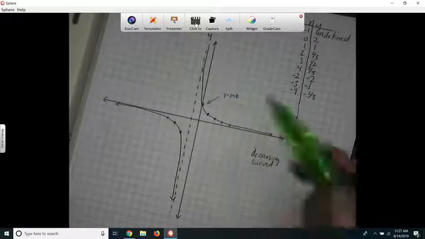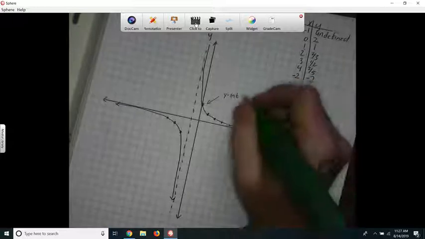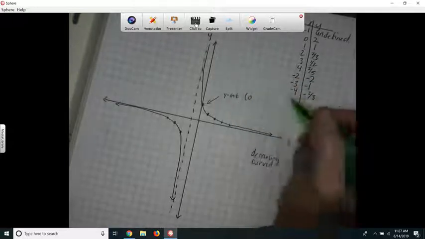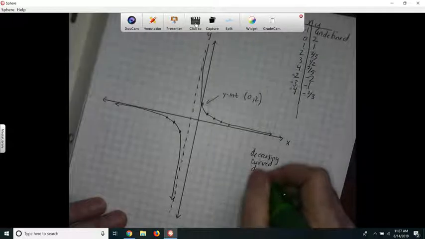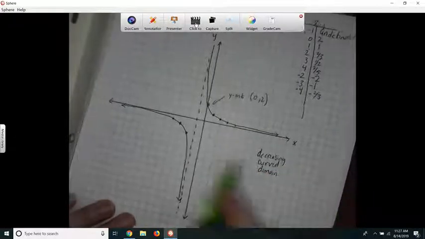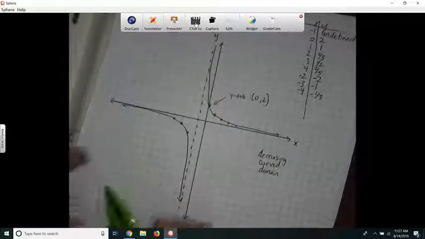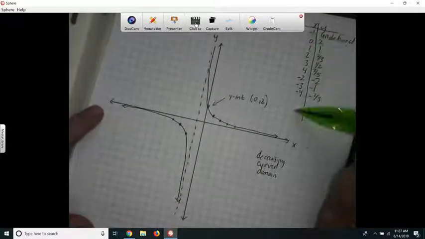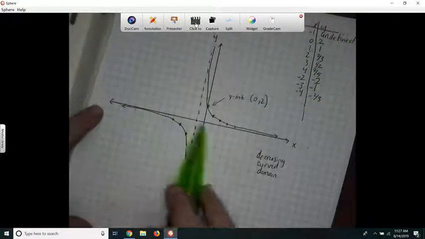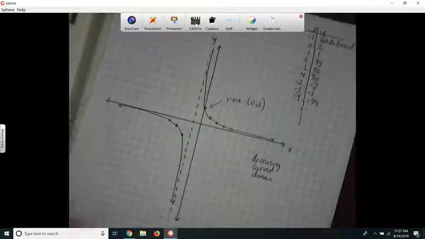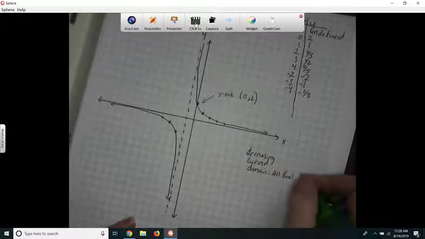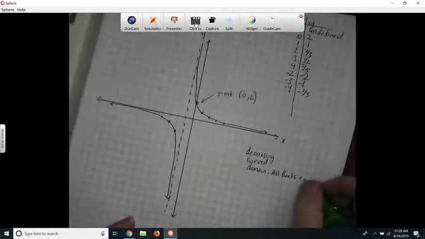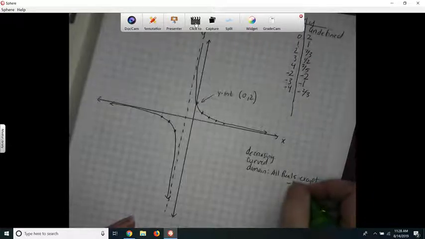There's the y-intercept right there. I can even say that it's 0, 2. Let's see, domain and range. So domain is all the x values. So if I look at this, or even if I look at my table, I can plug in any x value that I want to, except for -1. So I'll say all real numbers except -1 or something like that.